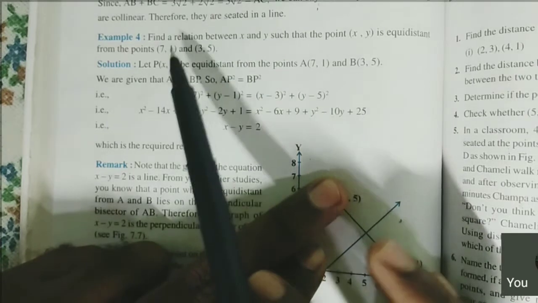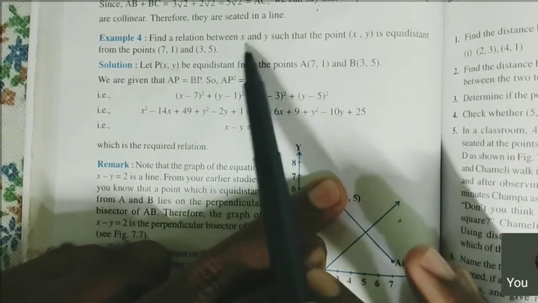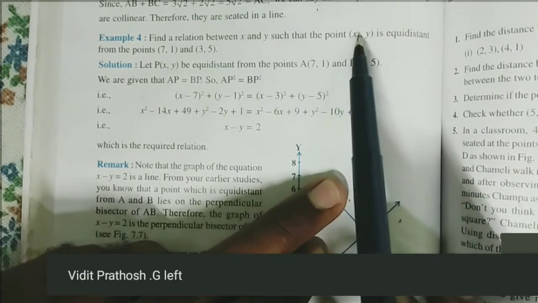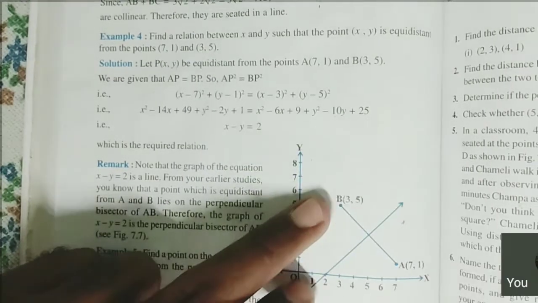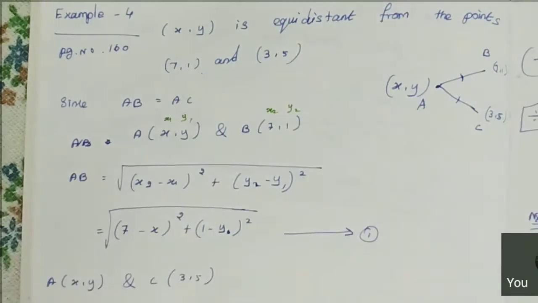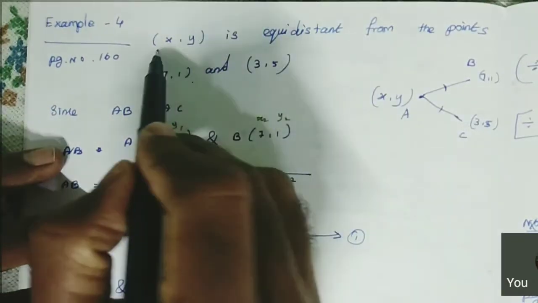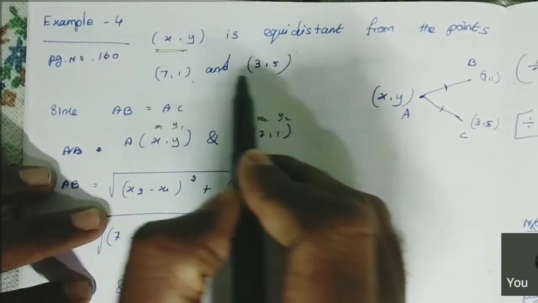Again, one more time, read the question. Find the relationship between x and y. We should find what the relation between x and y is. The point is x comma y, equidistant from the point 7 comma 1 and 3 comma 5. Are you all clear? Okay. Now, first listen.